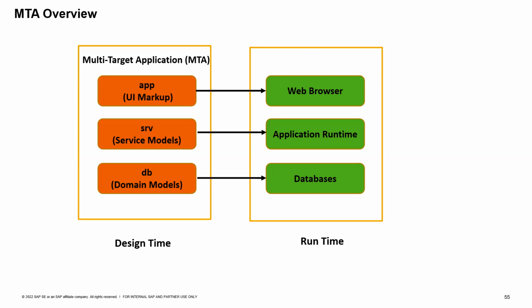When they are deployed, every module of the project will become a separate application in Cloud Foundry, and each module will have its own build pack, development language, and runtime environment. So for example, HTML5 modules are served as static files and executed in the web browser. Node.js and Java modules are executed in the application runtime, for example Cloud Foundry. SAP HANA database modules generate database objects in the SAP HANA database.